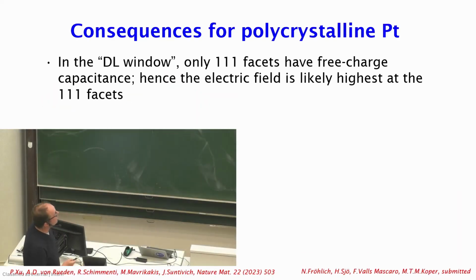This has a few consequences for polycrystalline platinum surfaces. So the double layer window on polycrystalline platinum, I would argue only on the 111 facets you have free surface charge. All other facets you have pseudocapacitive charge. And so the electric field also then is likely the highest at the 111 facets, because the charge that we calculate from the voltammetry is mainly pseudocapacitive charging, and it's not actually free charging on all the other facets.